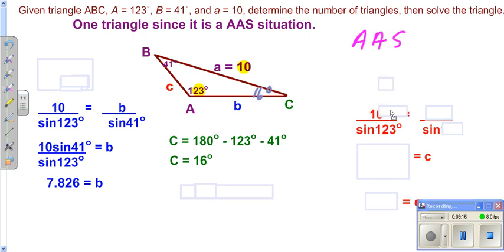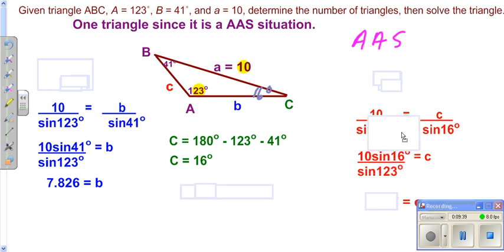So I'm going to still go my side of 10 over my 123 sine, because that's what I was given, so I want to try to use my given information whenever possible, equals the side I'm looking for, which is C, over the sine of the angle that's opposite of C, which is your 16. Get rid of your dividing by the sine of 16 by multiplying both sides by the sine of 16.